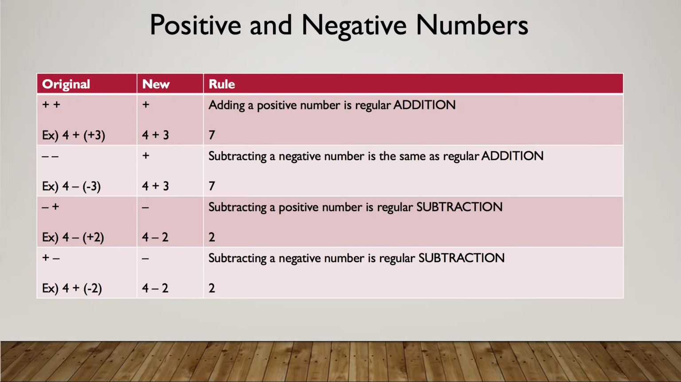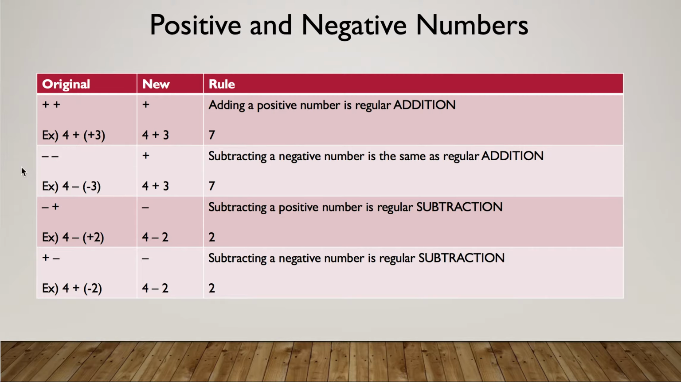Next thing, we're going to look at this table. Okay, so we have the original. If you look at the example, we are adding, that's the first addition sign, and then the second addition sign. Here is the rule: if we have 2 addition signs in a row, you can just write 1 addition, and then as it says, adding a positive number is regular addition.